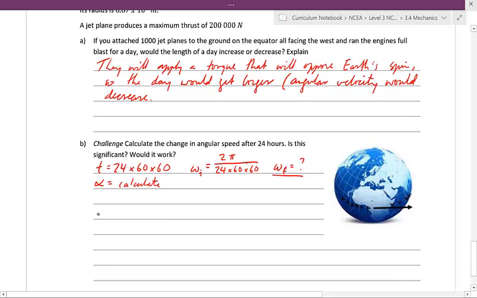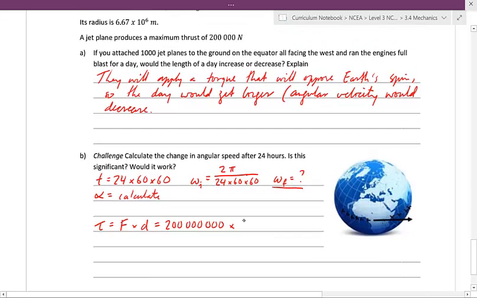Okay, so let's calculate alpha first. So tau, we had 1,000 jet planes, each one producing 200,000 newtons, so it's F times D. The distance from the center that we're applying it is the Earth's radius. So that's going to be equal to 200,000 times 1,000, which is 200 million newtons, times the Earth's radius, which we were given as 6.67 times 10 to the 6. I'm not sure that's actually quite right, but we'll work with the number that we were given.